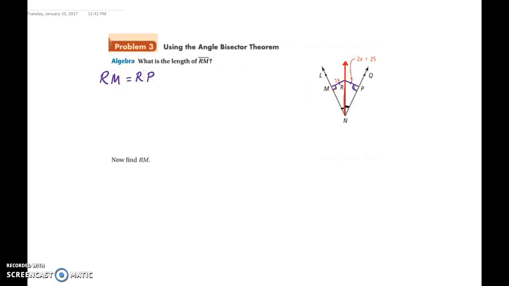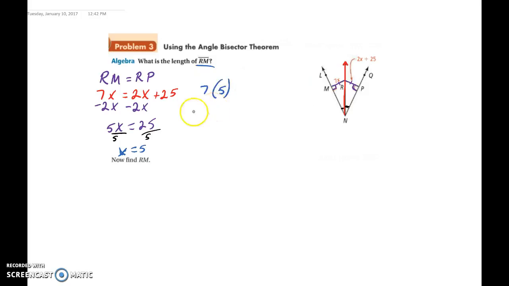And then we can just solve. We plug in RM is 7x, RP is equal to 2x plus 25. Then we subtract over our 2x, so 5x is equal to 25. Then we divide each side by 5, and we get that x is equal to 5. Now, that's not what they asked us to solve for. They asked for RM, so we'll plug it back in, 7 times 5. So RM is equal to 35.